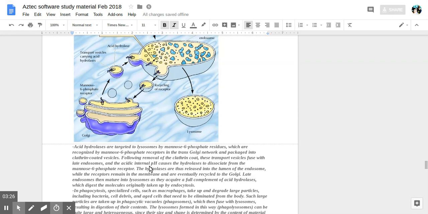So, transport vesicles fuse with a part of the cytoskeleton called endosomes, and the acidic internal pH of lysosomes causes hydrolases to dissociate from the receptor that brought them in, the mannose-6 phosphate receptor.